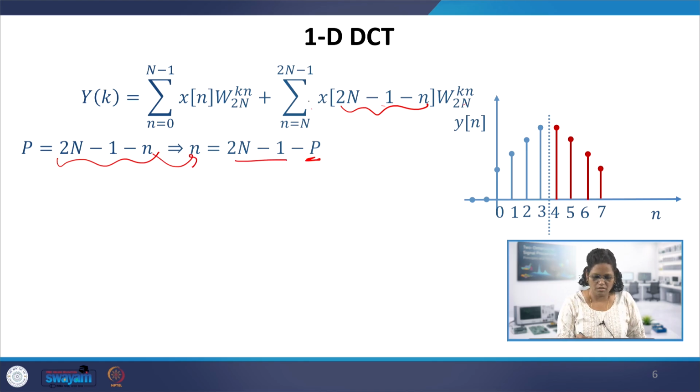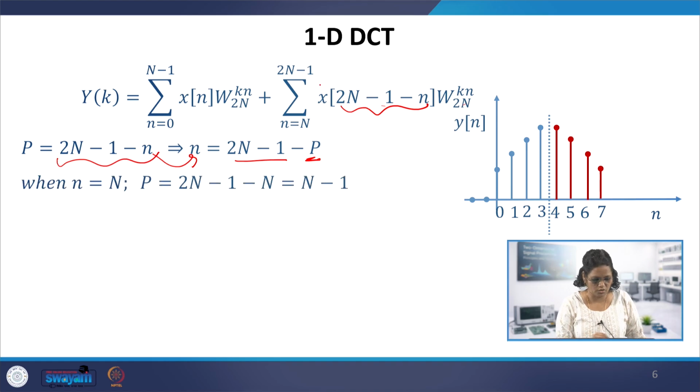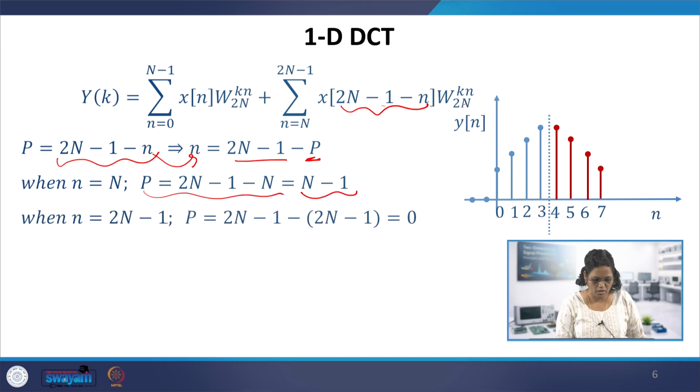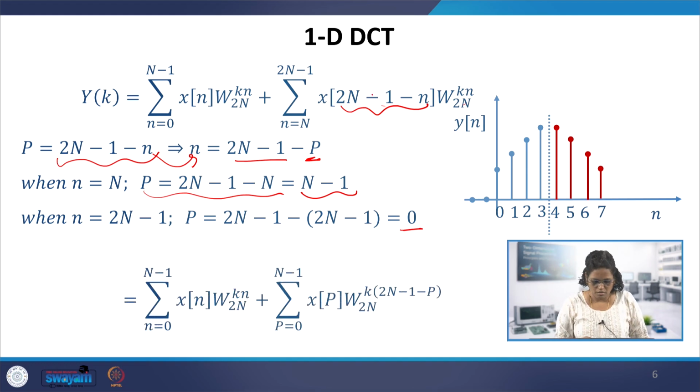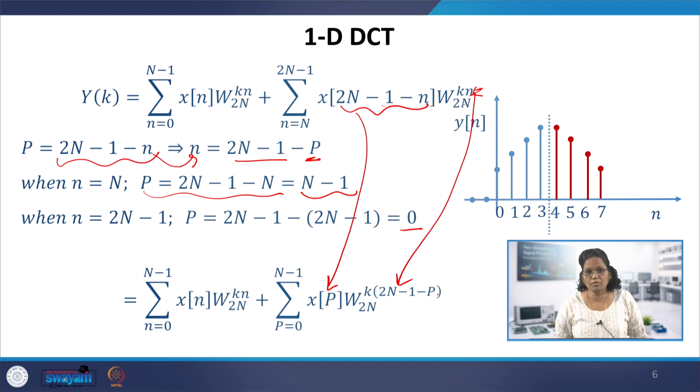Now how are the limits getting changed? When n equals N, the p value is going to be N minus 1. When n is 2N minus 1, the p value is 0. So the summation now changes, for an index of p, from 0 to N minus 1. This summation can now be represented with x[p], p equal to 0 to N minus 1, and here n is replaced with 2N minus 1 minus p.